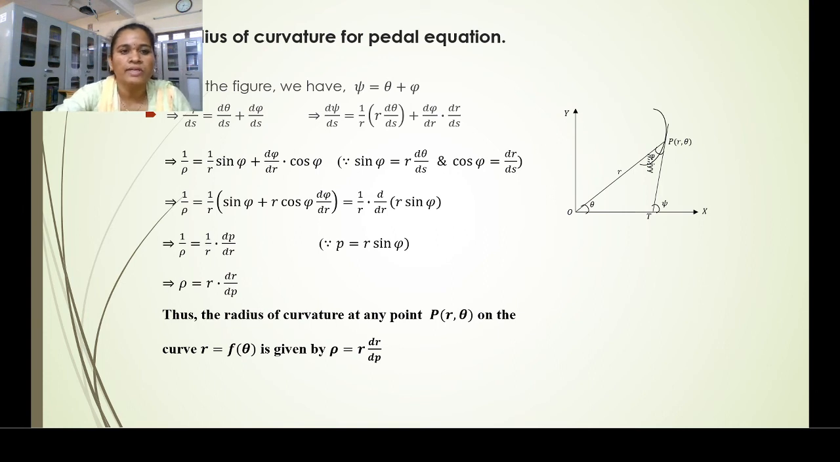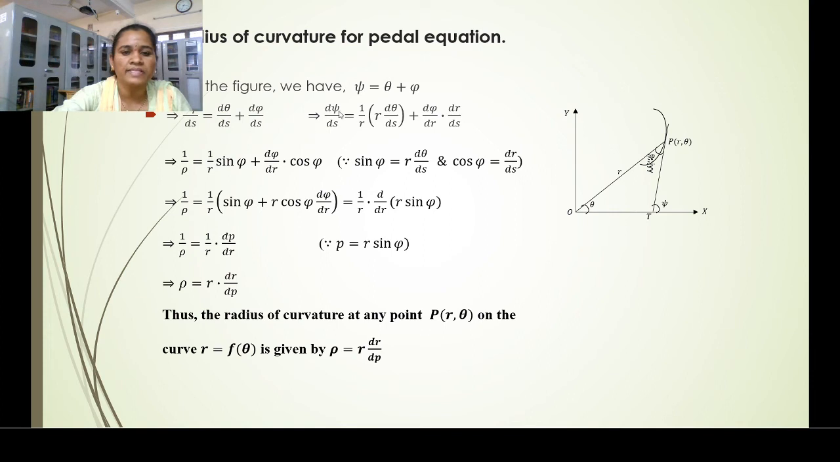Next we move on to the radius of curvature for pedal equations. From the figure we can write psi is equal to theta plus phi. Here in the figure, psi represents the exterior angle, and the exterior angle is equal to the sum of the interior angles, that is theta plus phi. This depends on the arc length s, so differentiate with respect to s. d psi by ds is equal to d theta by ds plus d phi by ds.